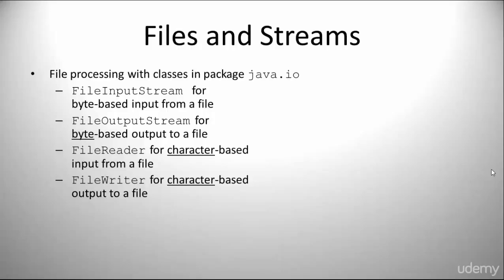We have file processing with classes in the package java.io. We have FileInputStream for byte-based input from a file, FileOutputStream for byte-based output to a file, FileReader for character-based input from a file, and FileWriter for character-based output to a file.